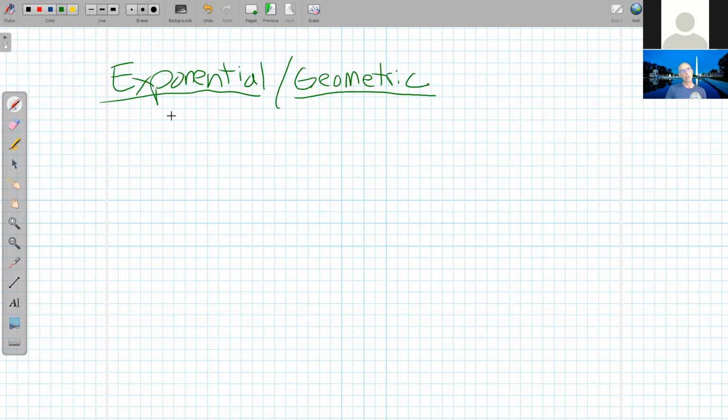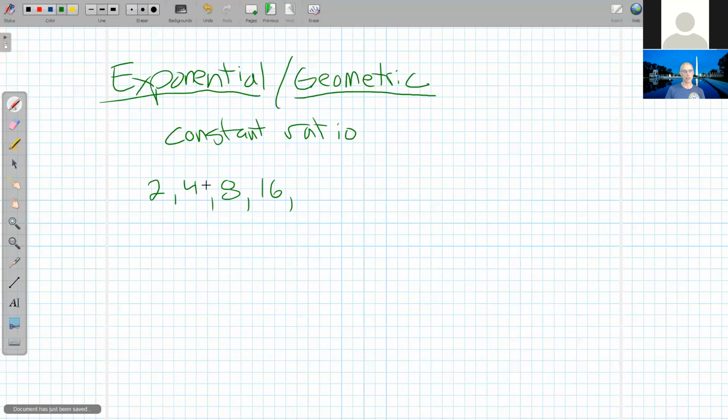Whereas linear has a constant difference between the terms, geometric or exponential has what we call a constant ratio. Example we looked at before of a geometric sequence was 2 followed by 4 followed by 8 followed by 16 and so on. Yep. And then 32. The pattern I'm thinking in my head as I do this is take 2 and then multiply by 2. Take 4 and then multiply by 2. Take 8 and then multiply by 2. Just keep multiplying by 2.